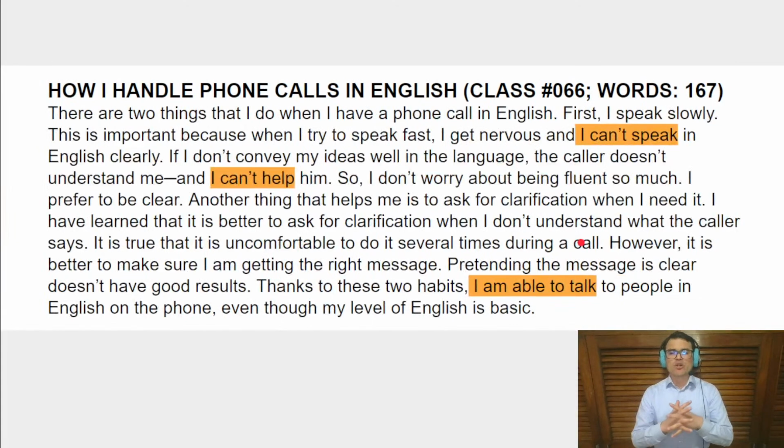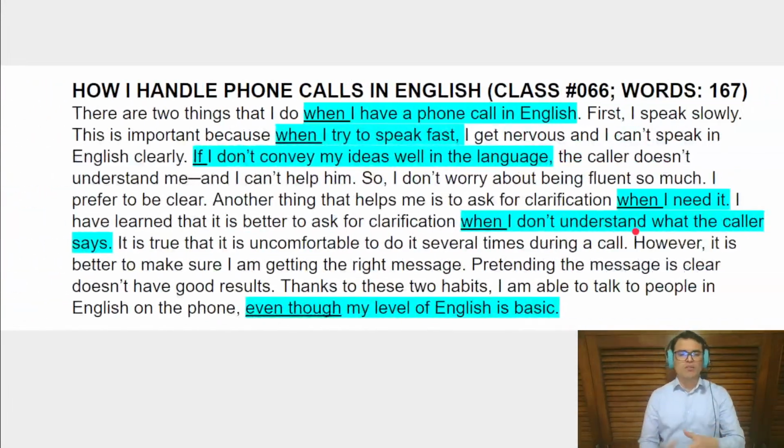And then here modals. I can't speak. Subject I, modal can't, verb speak. Next, I can help. Subject I, modal can, verb help. But you also have a phrase that is very common. It is not a modal, but it works like a modal, and it's I'm able to talk. It's like saying I can talk, right? So memorize that. I'm able to, and then a verb.